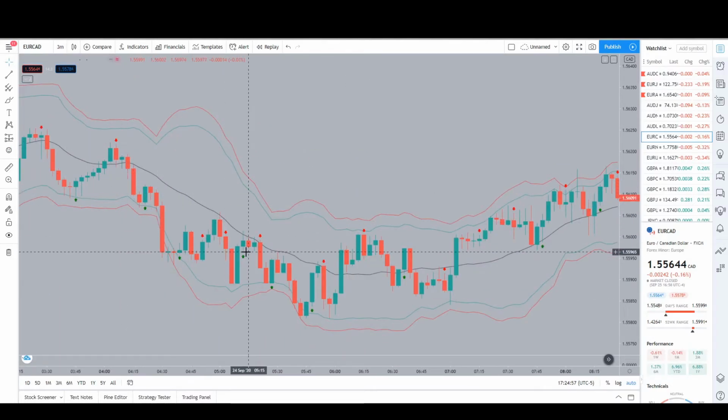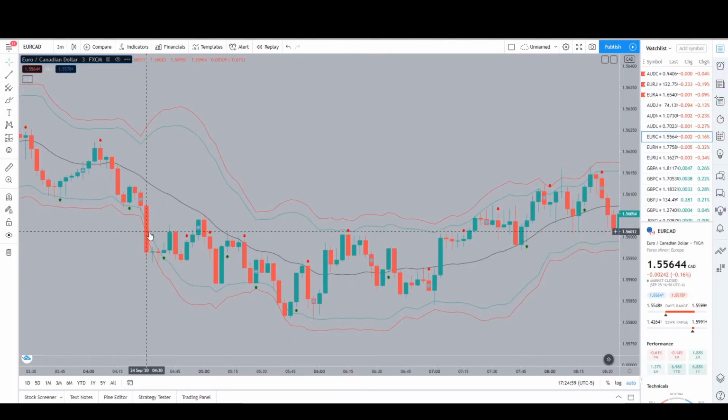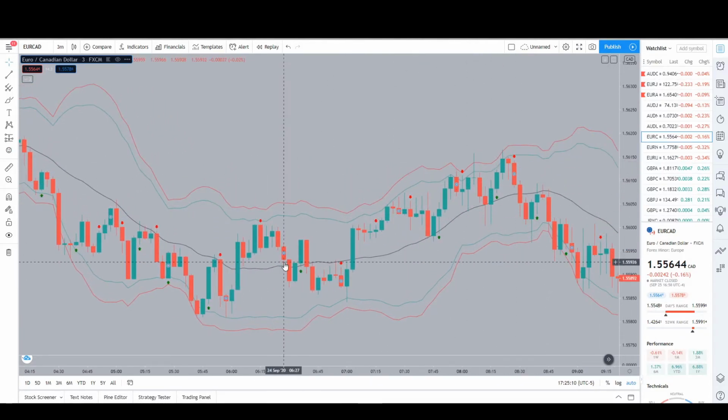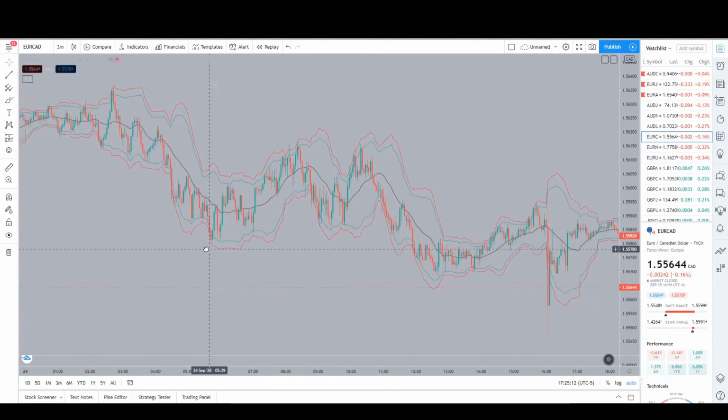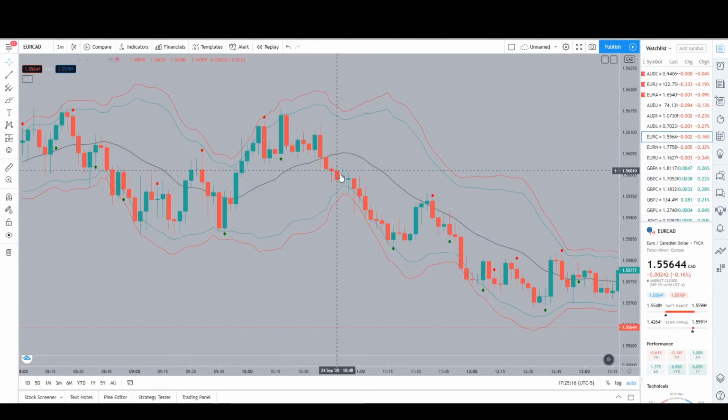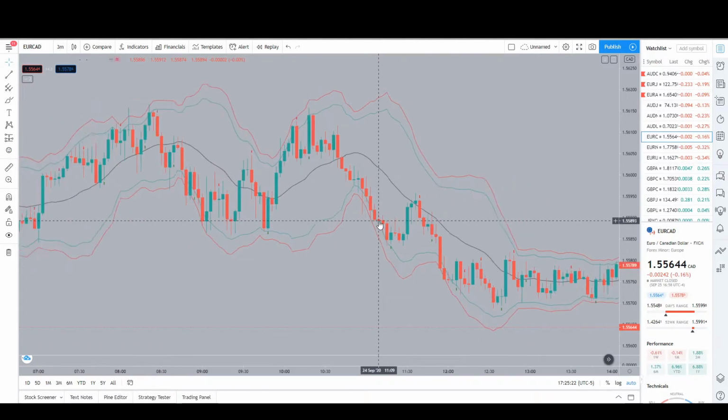Okay, so here's a good example of another consolidating market. As you can see, it's kind of bouncing off this support band here, and it goes up to the resistance band, and so forth, and continues to bounce off these bands. Now, if I can find, let's say here, a little bit of a trendy market, as you can see, it's piercing these bands, but it's not necessarily bouncing up right away, right?